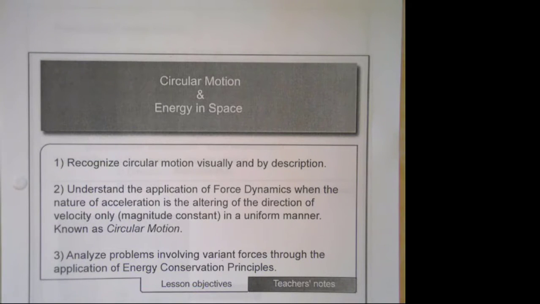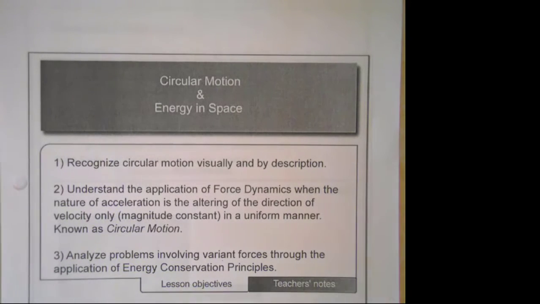Okay, as you can see here, we are going to be looking into the next unit, circular motion and energy in space. Our main ideas we're going to be looking at: recognizing circular motion visually and by description, and understanding the application of force dynamics when the nature of acceleration is the altering of the direction of velocity only, and the magnitude is going to remain constant.